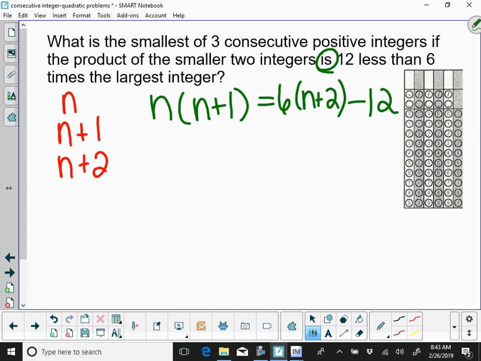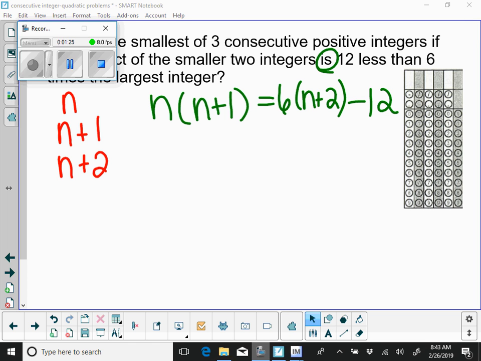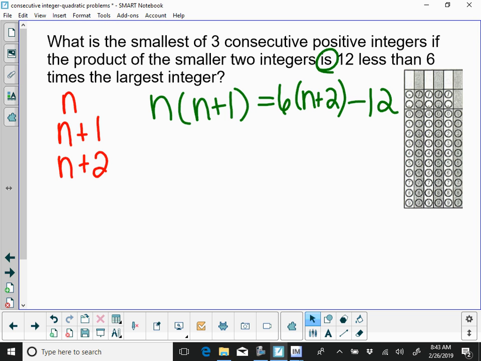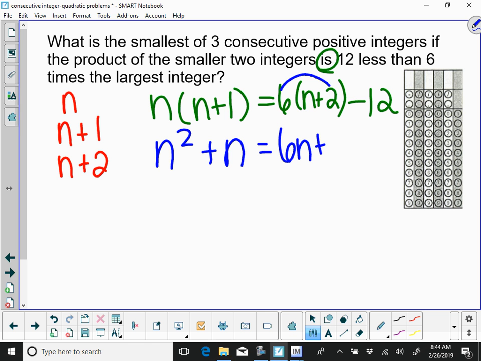What do I need to do on the left-hand side? All right, so N times N gives me what? N squared, not 2N, N squared. And N times 1 is N. Then on the other side, 6 times N gives me 6N, and 6 times 2 gives 12, minus 12. Now, anytime you see a square, you always want that equation to be equal to 0. That's always the goal, have it equal to 0.